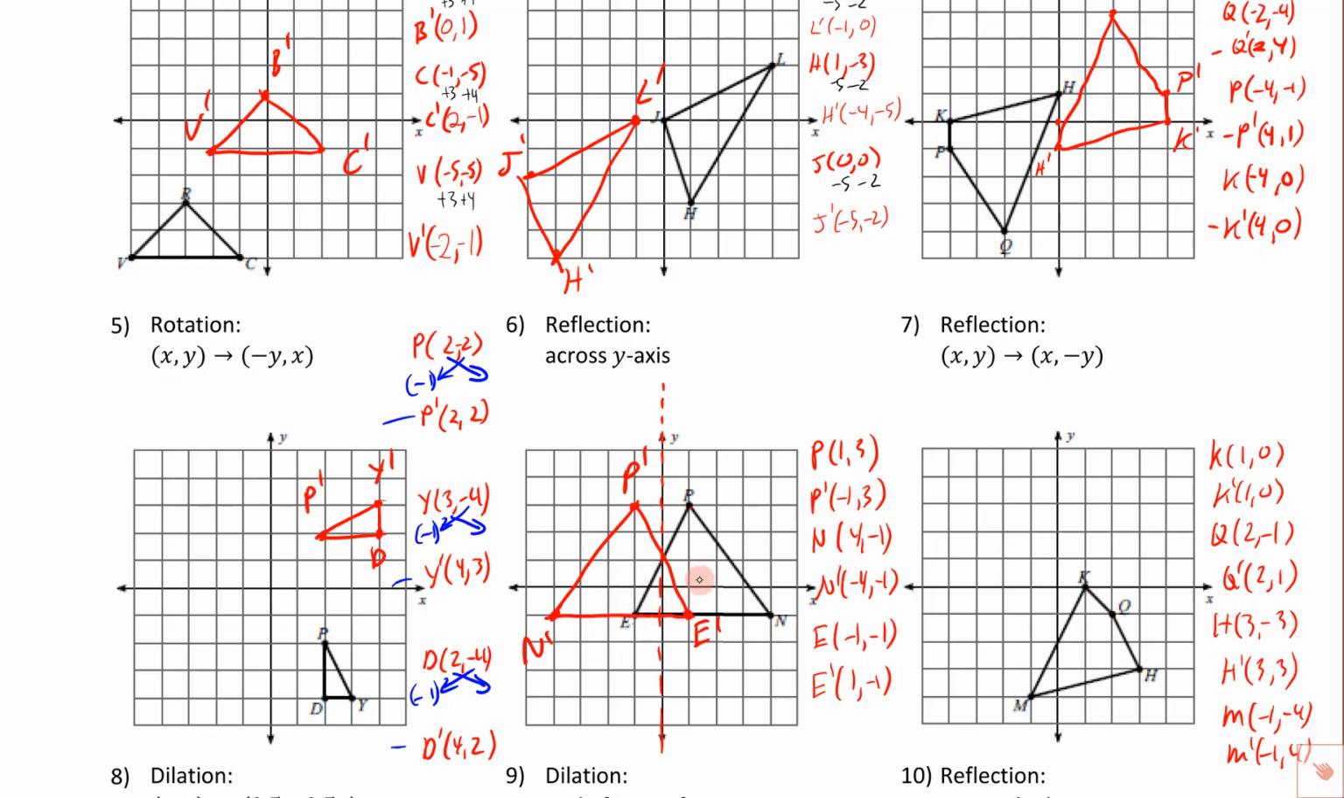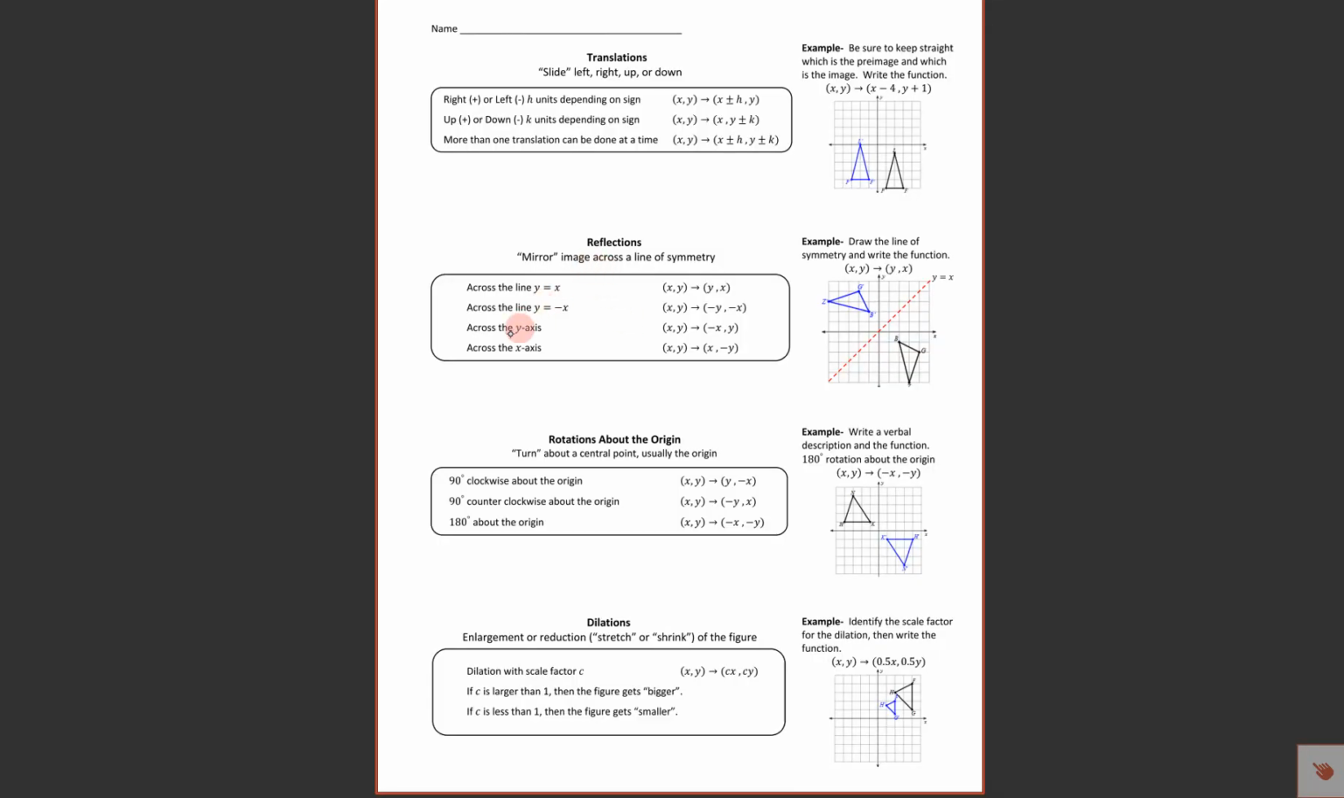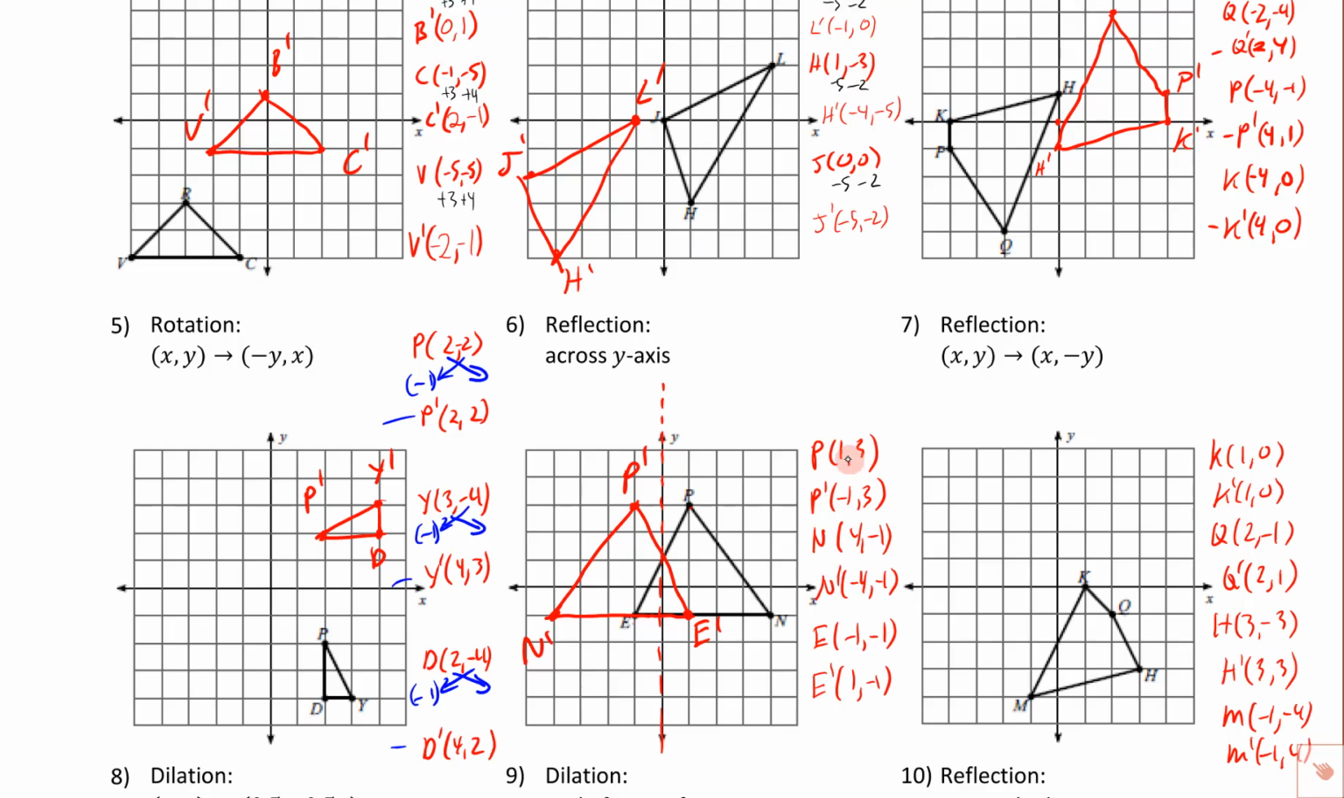Now, the rule for this, let's look at reflection. So we'll grab our cheat sheet just to kind of see. Reflect across the y-axis. The x-coordinate is the only thing that changes. It changes sign. So let's take a look at what happened here. P was 1, 3. So there's 1, 3. It changed to -1, 3. Back 1 and up 3 instead of over or right 1 and up 3.